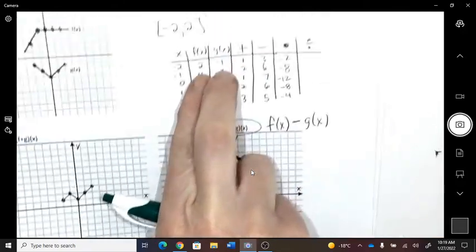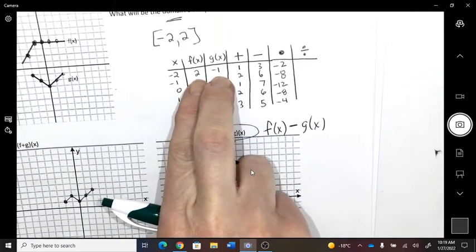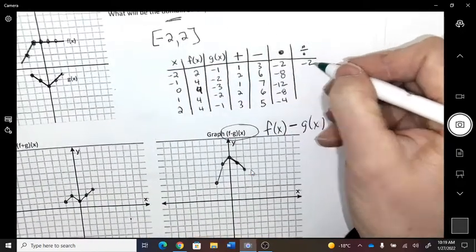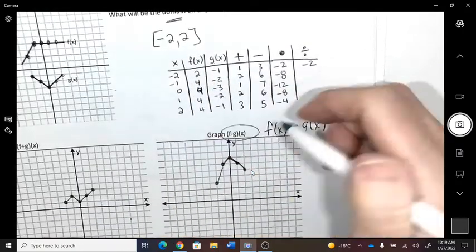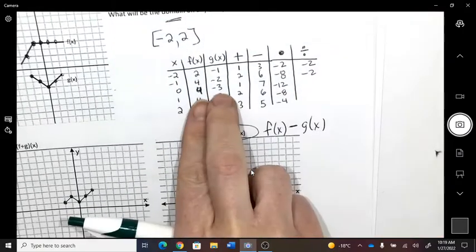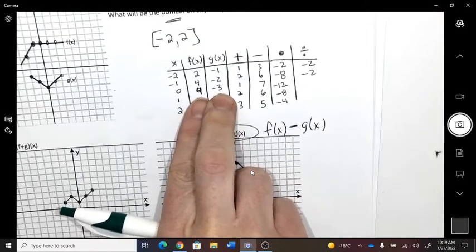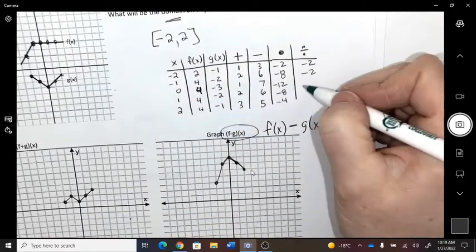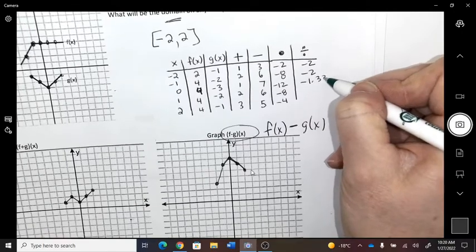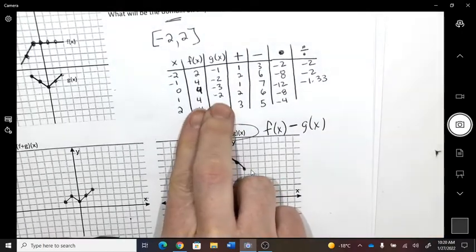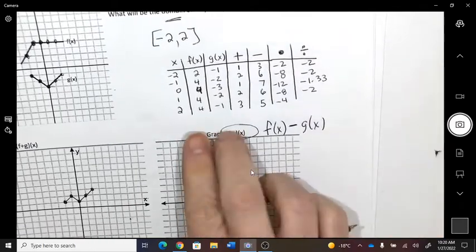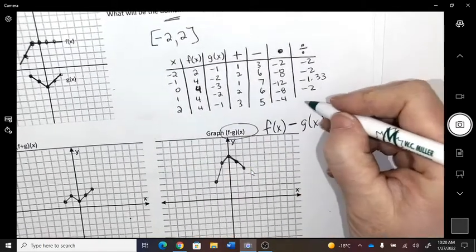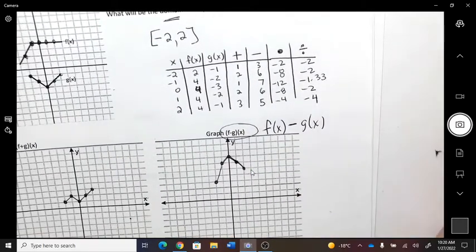Okay, so 2 divided by -1, -2. 4 divided by -2 is also -2. 4 divided by -3 is -1.33. 4 divided by -2, -2, then that's a -4.